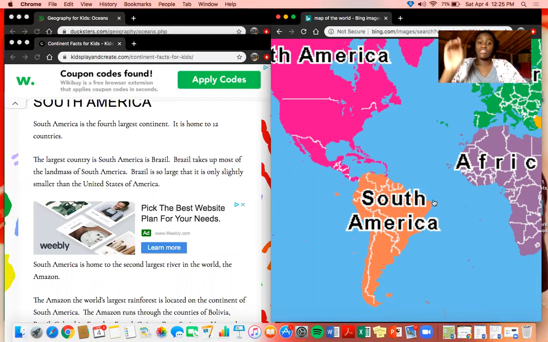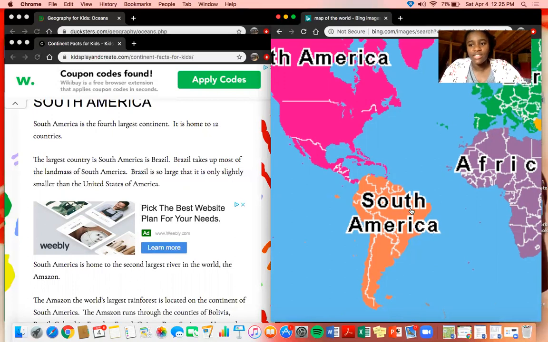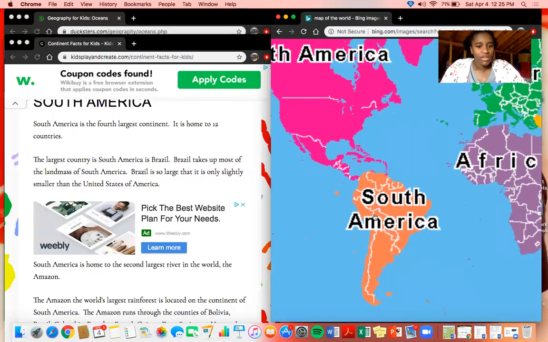And remember, a country is inside of a continent. Our biggest country in South America is Brazil. I haven't been to Brazil. I would like to go to Brazil. It sounds nice there. It's the fourth largest continent, and it only has 12 countries.